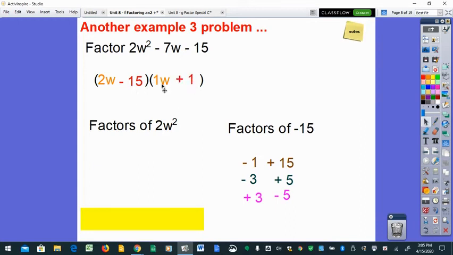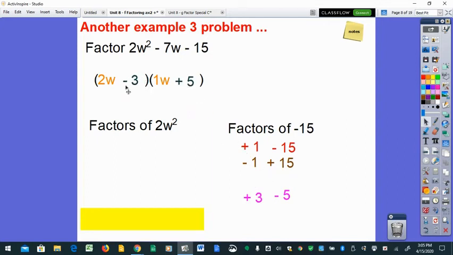2w and negative 15w. Negative 15 plus 2 is negative 13. So this guy doesn't work. So I'm going to throw them back into the pile here. And I'm not going to check these, because those are just going to give me different signs. So I'm going to try this pair. What if I went this way?